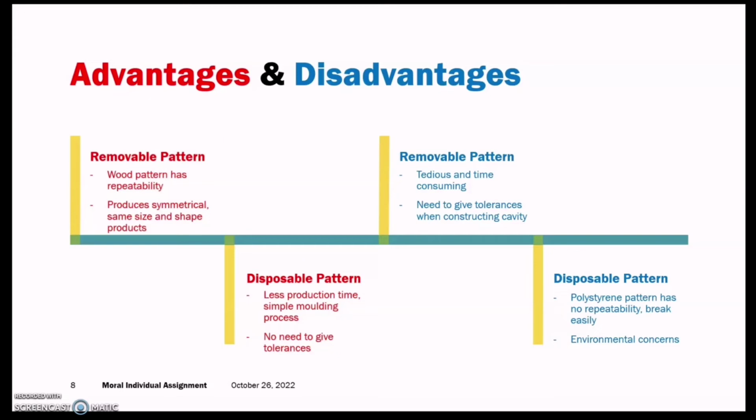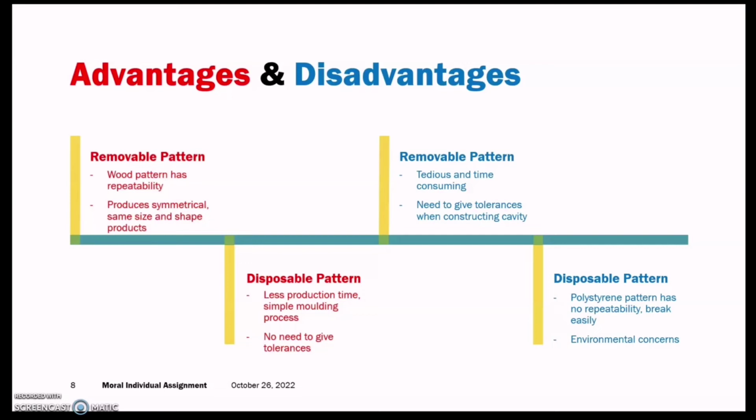For disposable pattern, apparently the production time is much less compared to removable pattern, and the molding process is simple. We don't need to give tolerances to remove the pattern as the polystyrene will evaporate after meeting high temperature molten metal. Although the polystyrene pattern makes this method much easier, it brings disadvantages too.